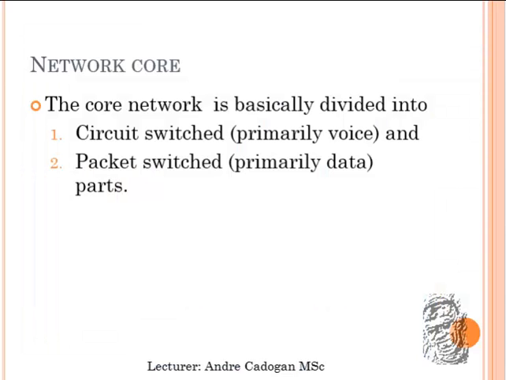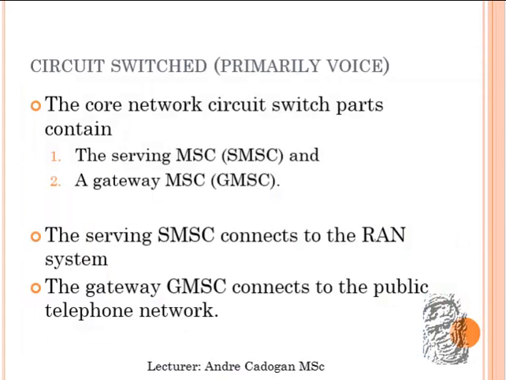Alright, so the network core is basically circuit switch, which is primarily voice, and packet switch, which is primarily data. Circuit switch contains the serving mobile switching center and the gateway mobile switching center. We'll talk about the differences between the two of them in this slide, and then we will talk about it when we come back when we're looking at the MSC, a whole topic by itself.